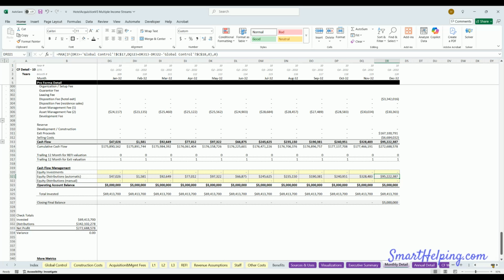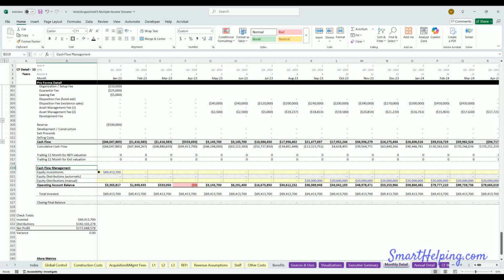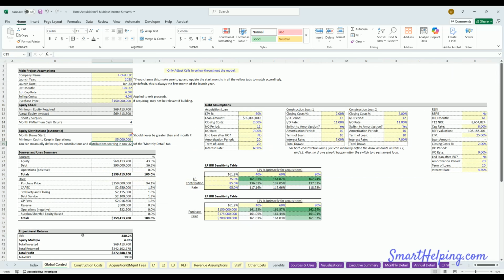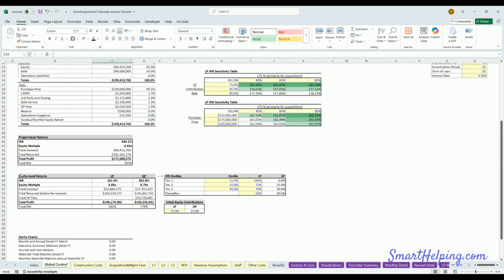So you always want to review this section, the cash flow management section, after you change your assumptions to make sure it still matches what you are planning on doing or how it changes, because these numbers will also affect the LP and GP returns here, because that amount invested is going to be whatever you put in.